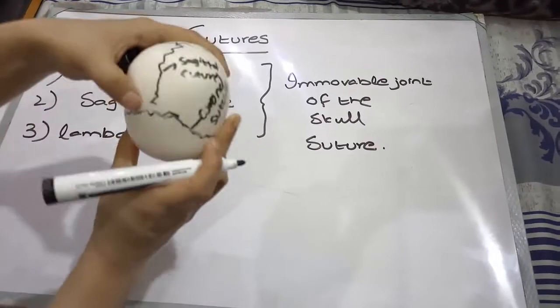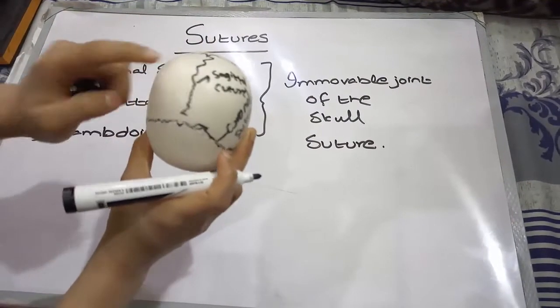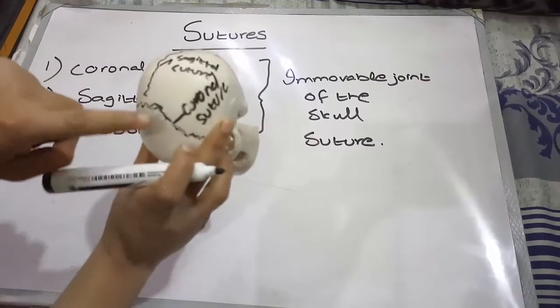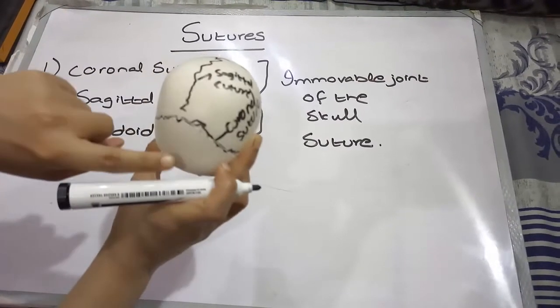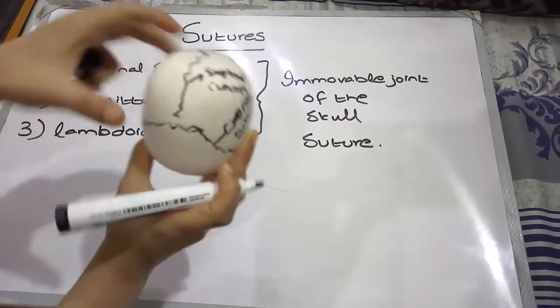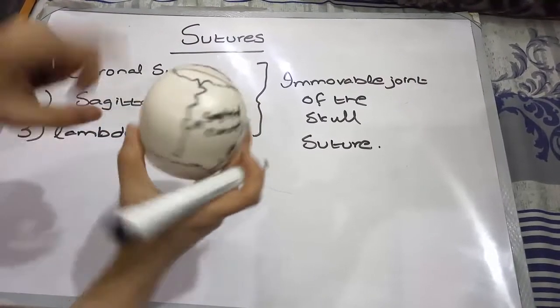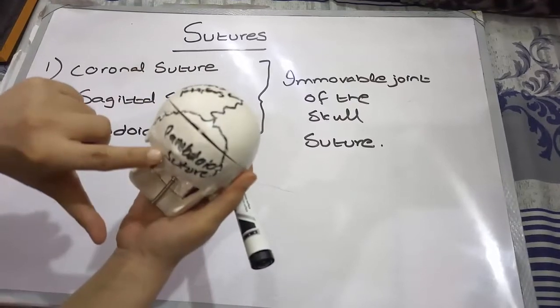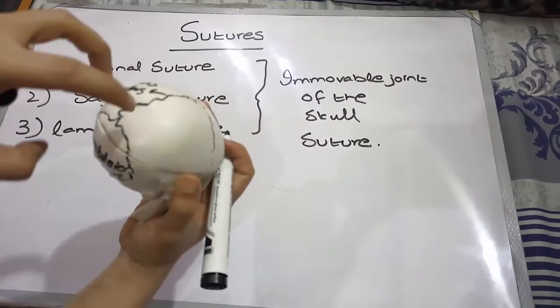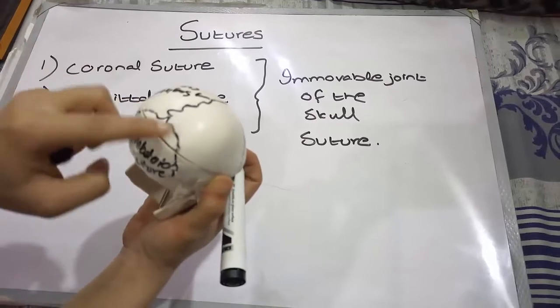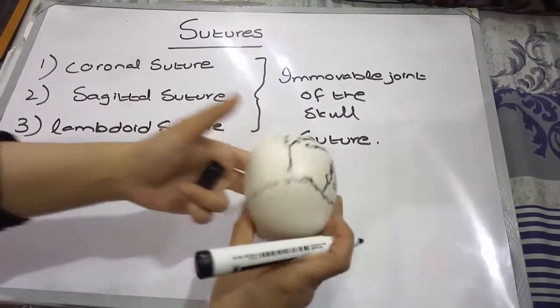So these sutures are basically the immovable joints which are present between the bones. We have discussed the coronal suture which is present between the frontal and two parietal bones, a sagittal suture which is present between these two parietal bones, and a lambdoidal suture which is present between the occipital and two parietal bones. So these immovable joints are known as the sutures.